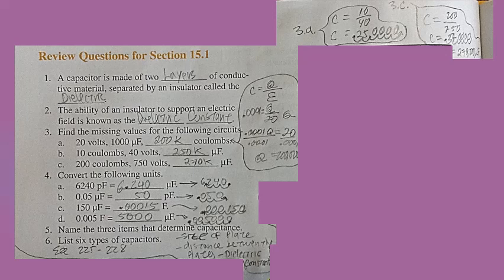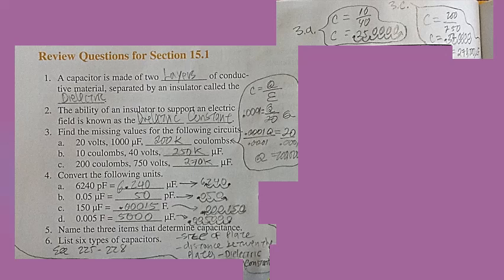And the other problem is the opposite. We get 0.005 farads, convert that into microfarads, and we simply move the decimal point the opposite direction, to the right 6 spaces, since we're going from single units to 1 millionth of a unit. So we get 5,000 microfarads as the answer.